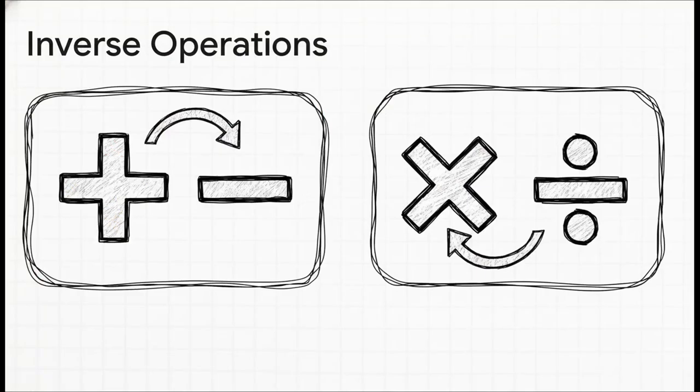Okay, so here's the crucial idea. Every single mathematical operation has an opposite, basically an undo button. We call these inverse operations. Addition and subtraction, they cancel each other out. And it's the same for multiplication and division. These are the tools we're going to use to systematically dismantle the equation and isolate x.